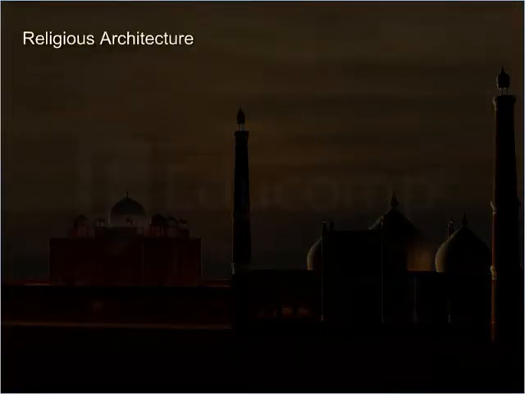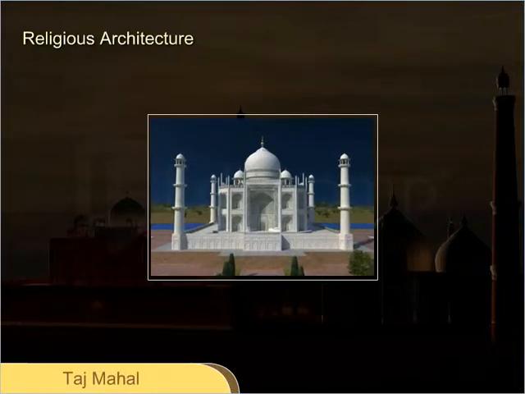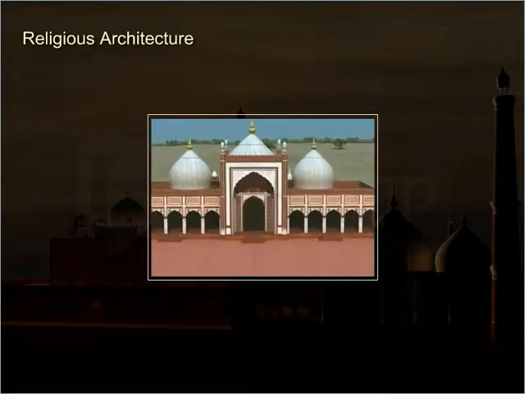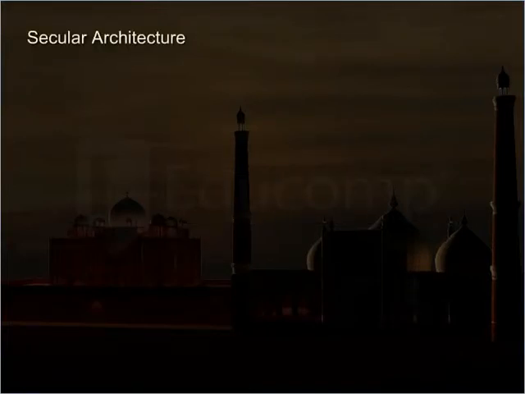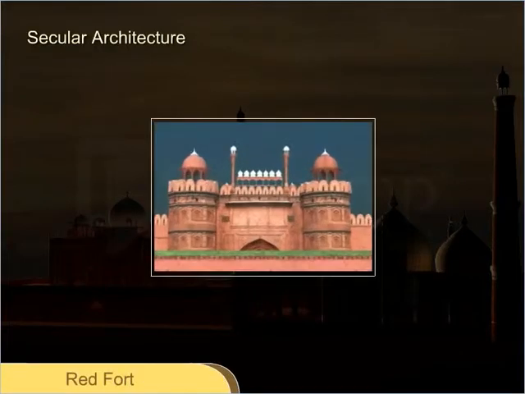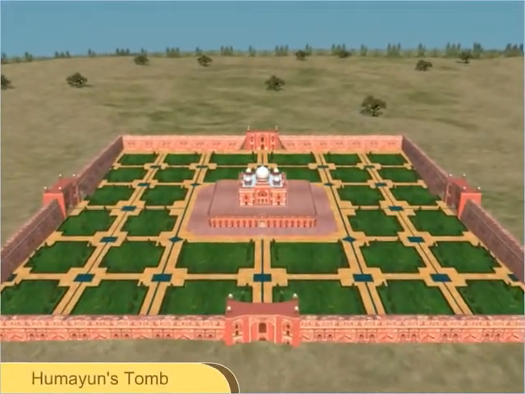Religious architecture built by the Mughals include mausoleums such as Humayun's tomb at Delhi and Taj Mahal at Agra, and mosques such as the Jama Masjid at Delhi. Secular architecture comprises of forts such as the Red Fort in Delhi. An integral monument to the Mughals is the Humayun's tomb at Delhi.